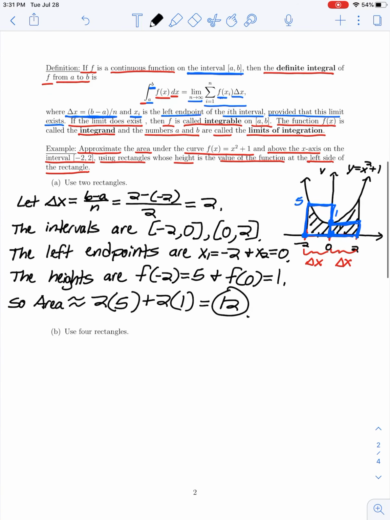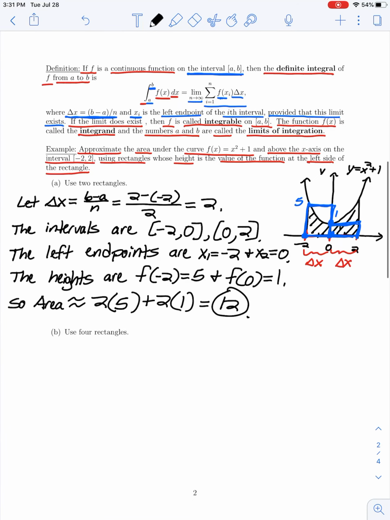Now in part B, we're told to approximate that same area, but now using 4 rectangles. So here, let's approach this the same way. The width of each of our subintervals, delta x, will be the total length of our interval.